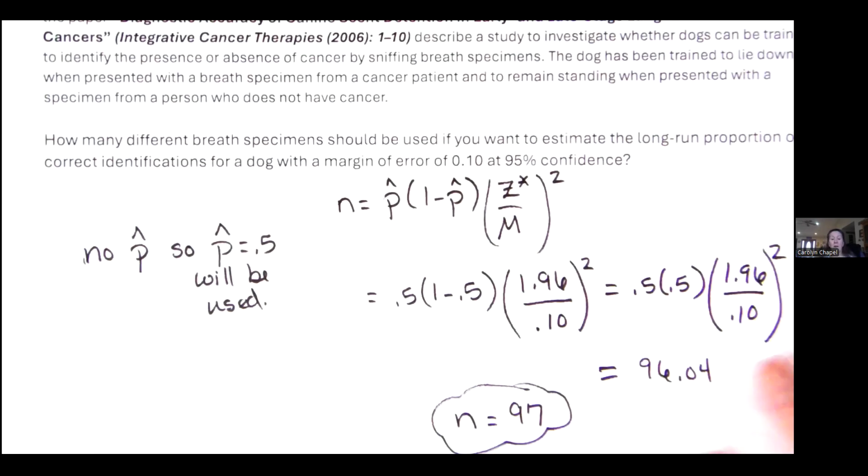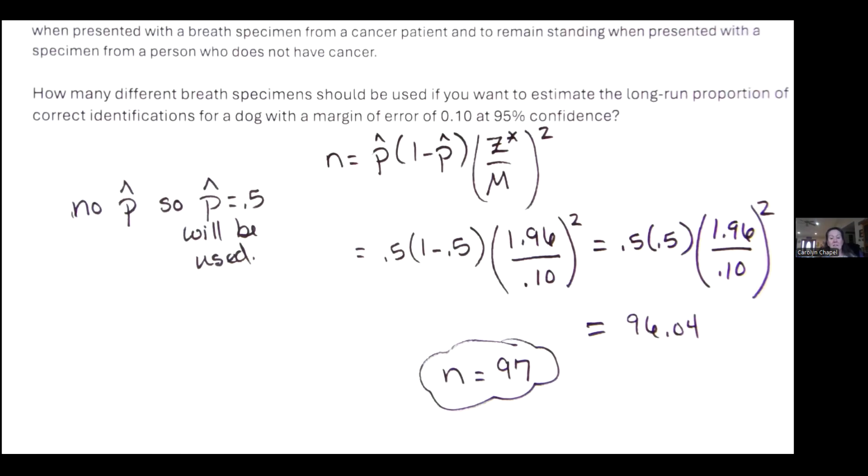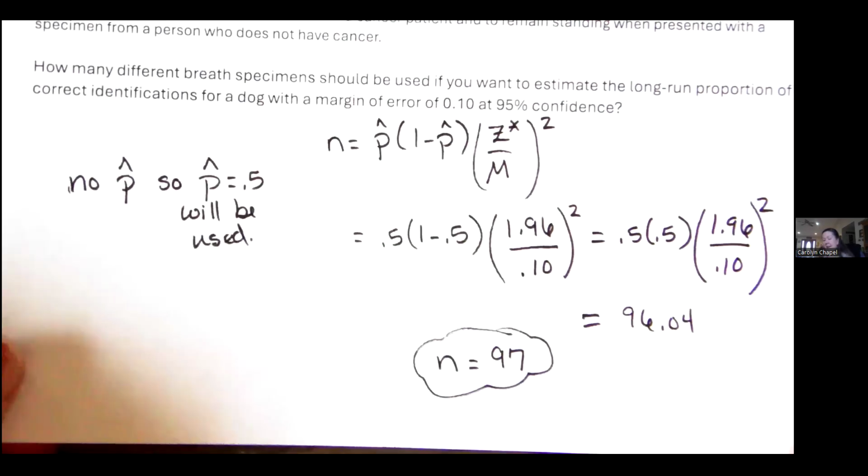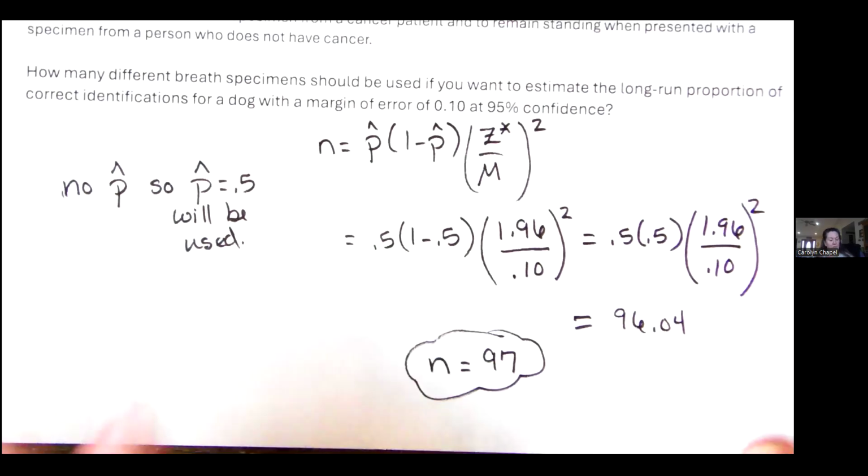So in this one, we'd want to get 97 people to breathe on this dog. And we'd want to make sure to have some that had known cancer, and some that didn't, so we could find out how accurate this dog would be. So we'd have people with cancer versus people without cancer, knowing those things to find out how accurate our dog was. So that is what we've done in this unit.